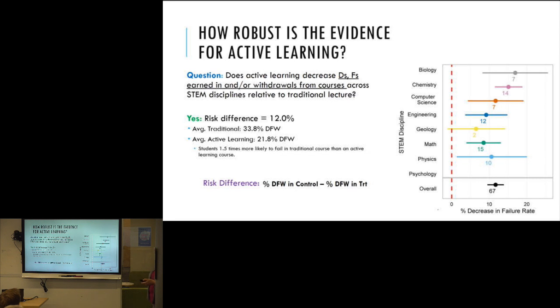So there aren't any psychology studies? Not that measured DFW. They only did the academic tests. So people measure this a lot less, you can see from the numbers. But this is almost the bottom line, and what a lot of people care about is, are our students moving on?